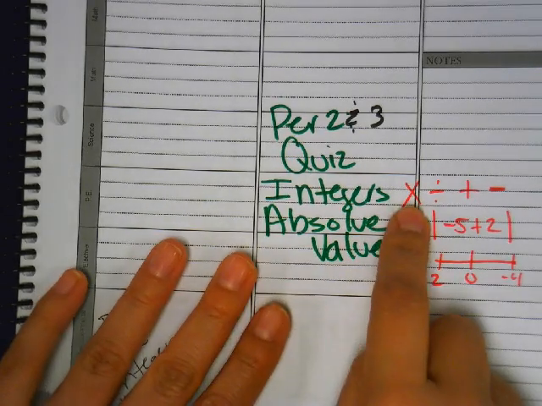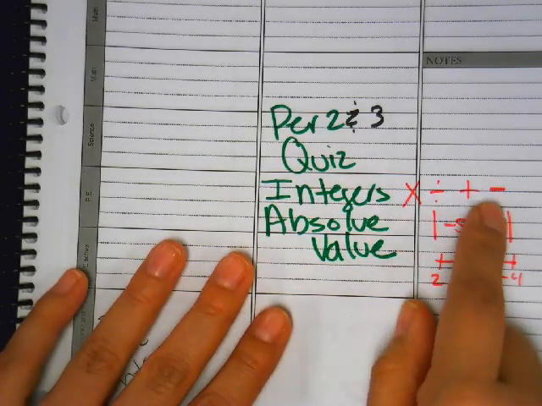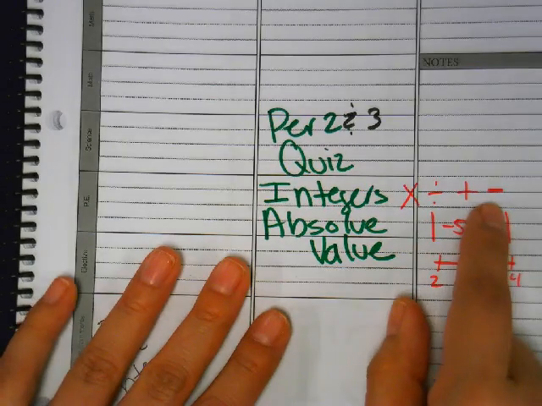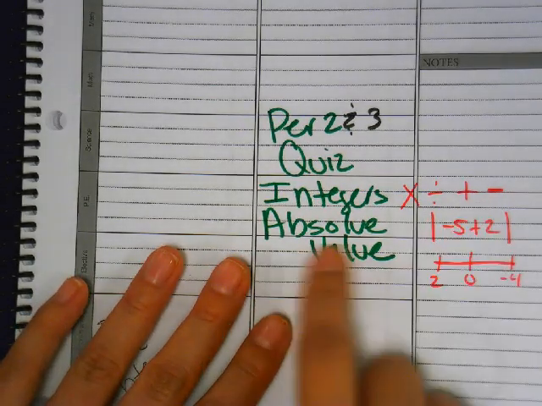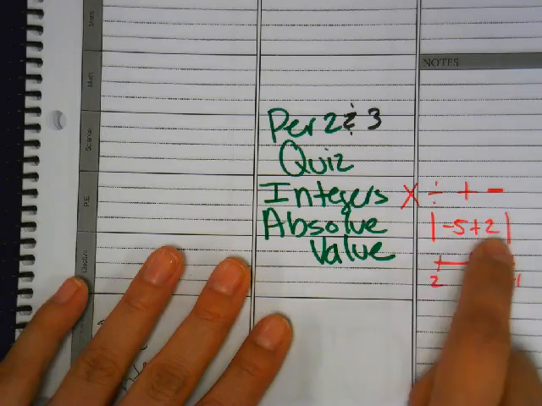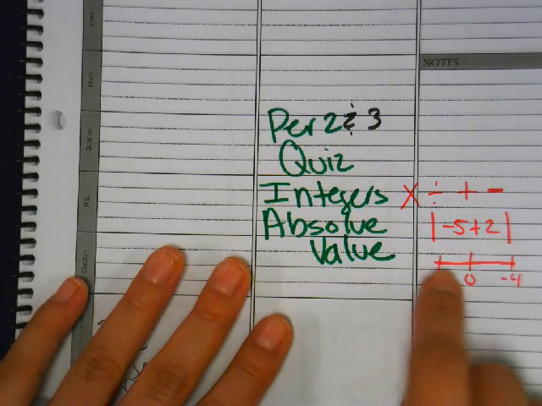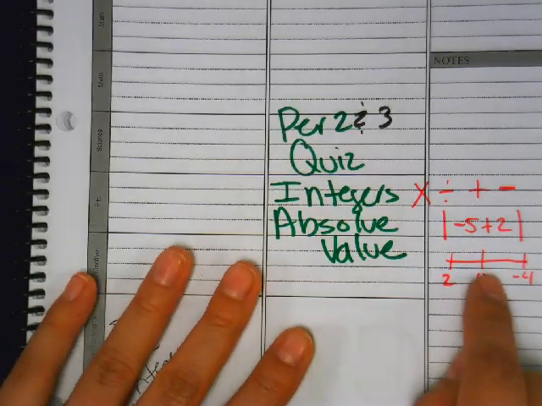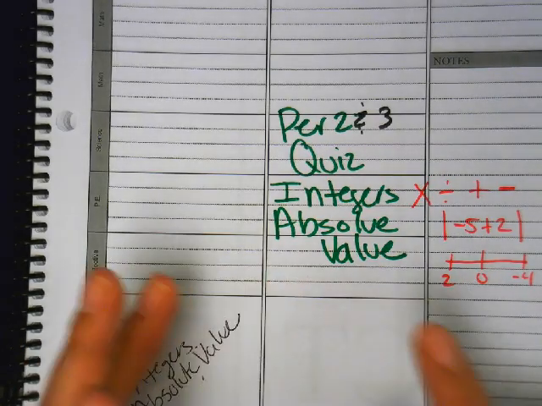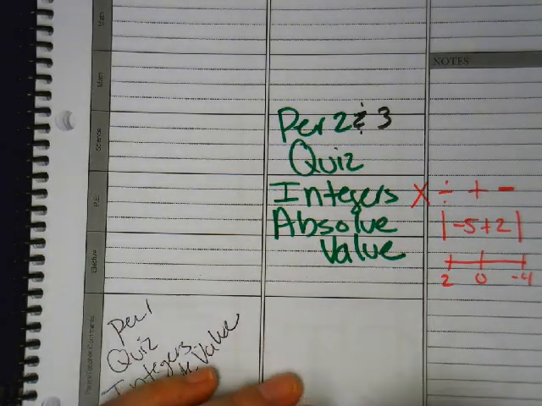Integers: multiply, divide, add, and subtract. Integers, you've been doing it on the do now. You've been doing it on the homework. And then absolute value, which looks like this. Absolute value, negative 5 plus 2. And number lines are also absolute value. When I ask you for the distance between 10 and 8, I'm actually asking you for absolute value, believe it or not.